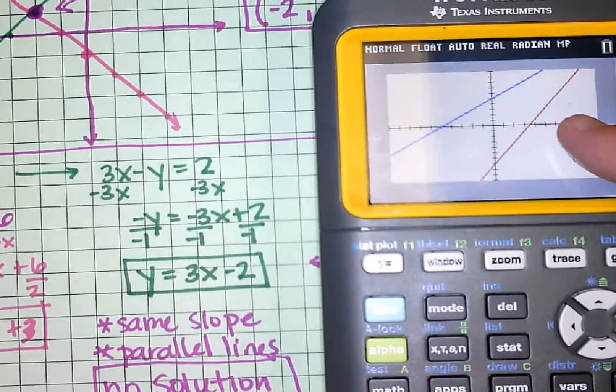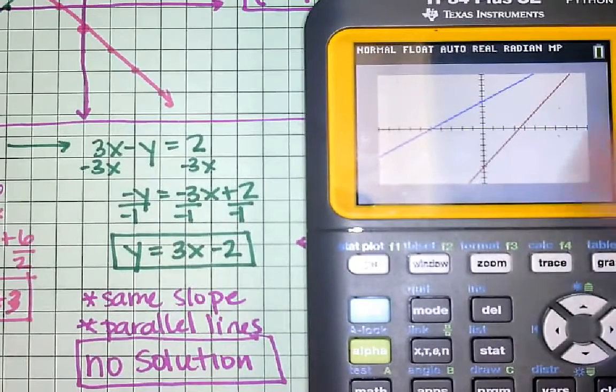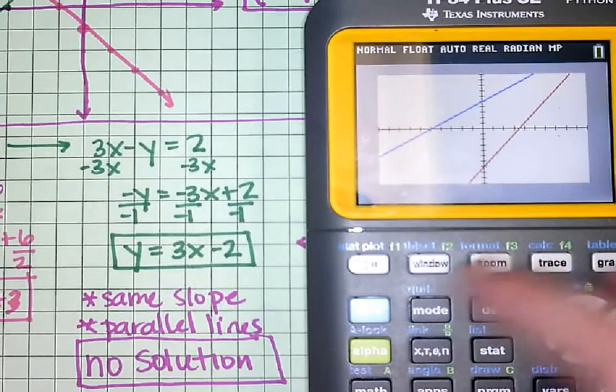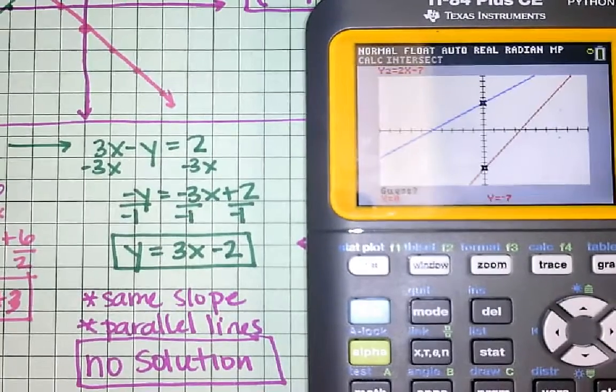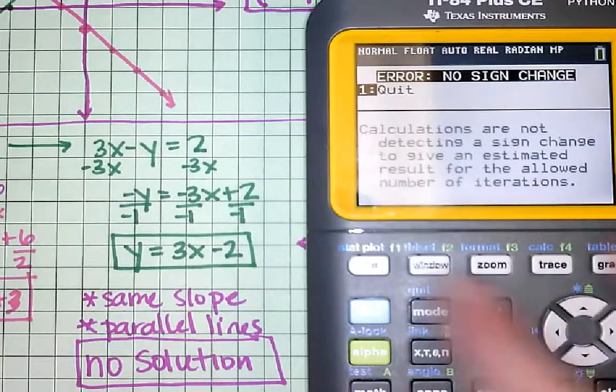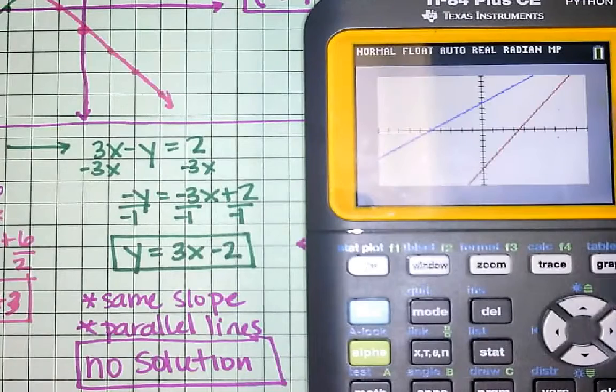So it's only no solution if they're exactly parallel. These lines are not exactly parallel. But if you tried to calculate the intersection, it wouldn't work because there's nothing on there for them to intersect. Does that make sense, you guys?